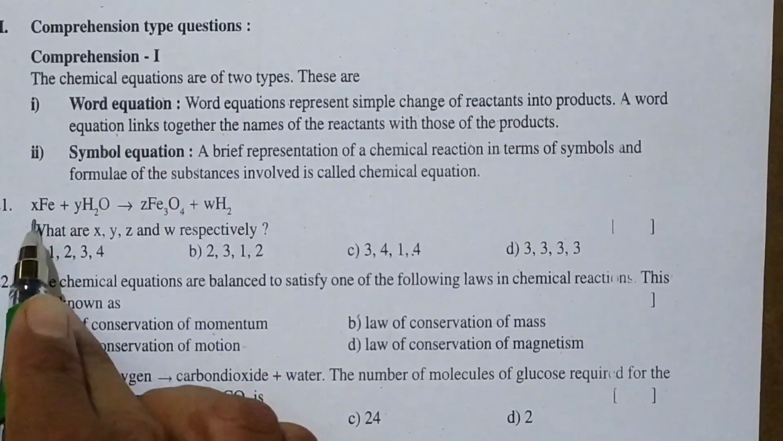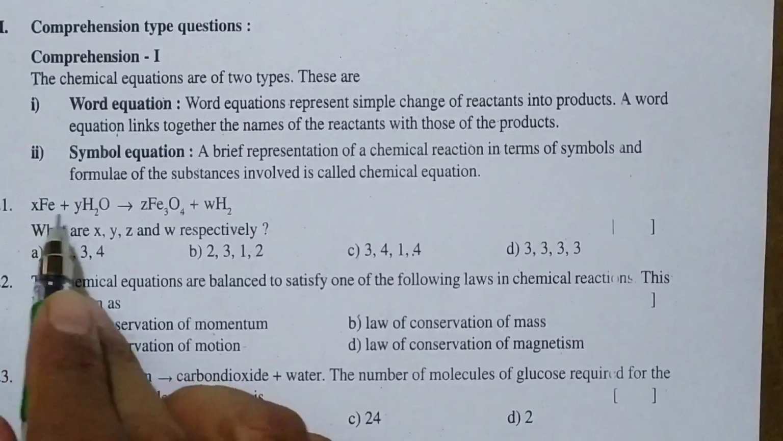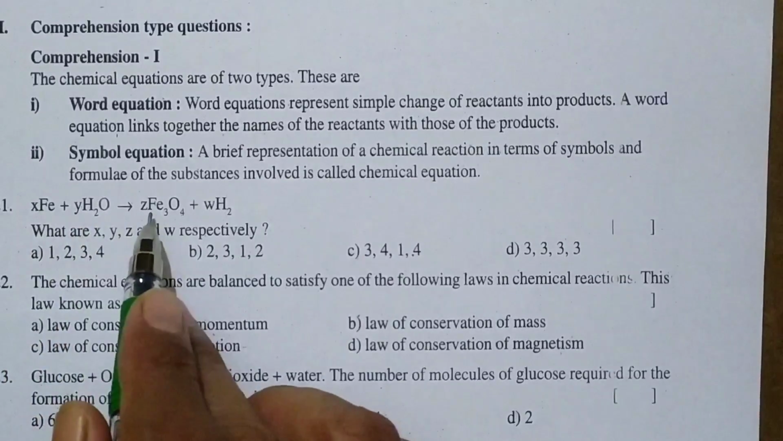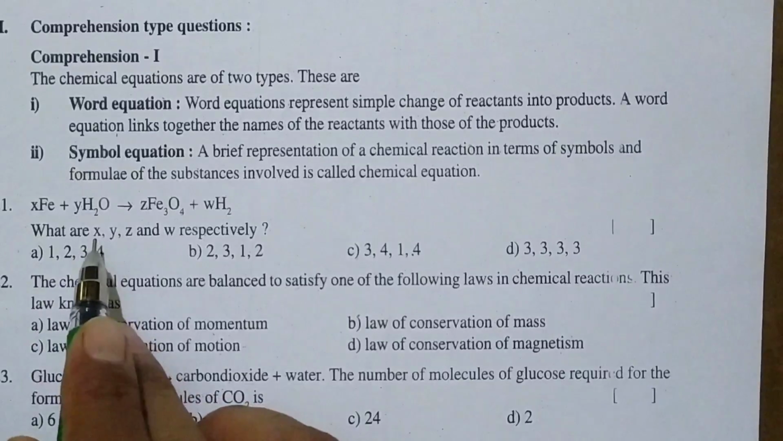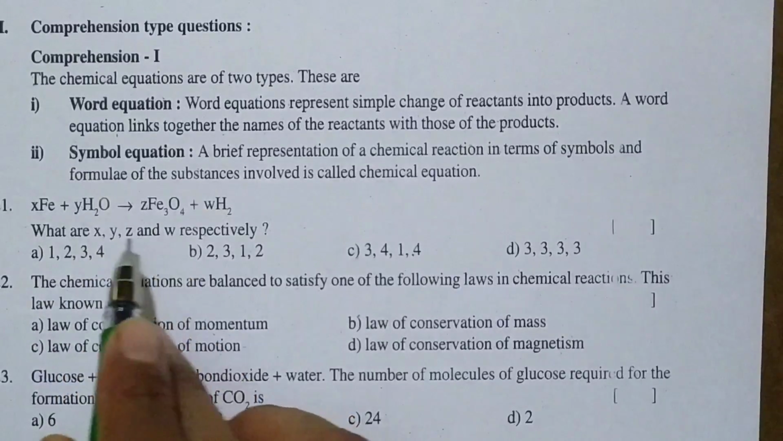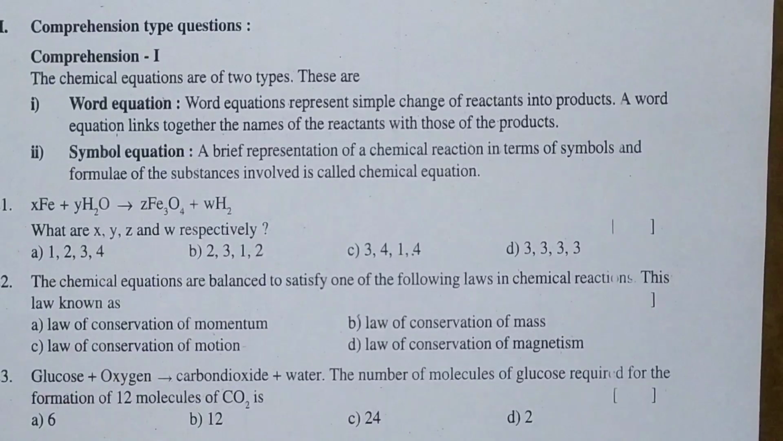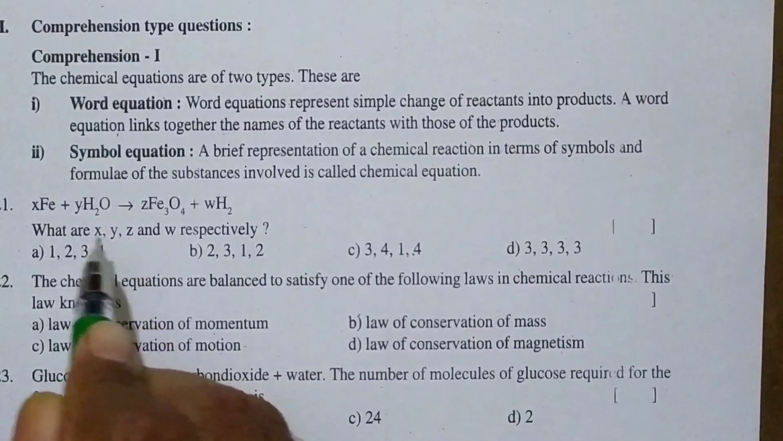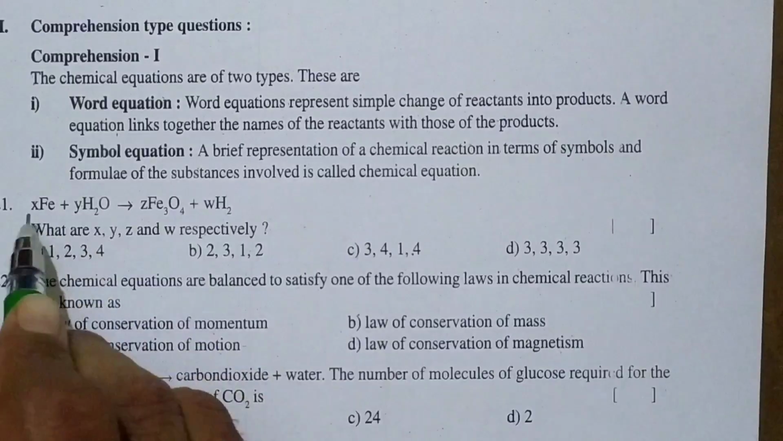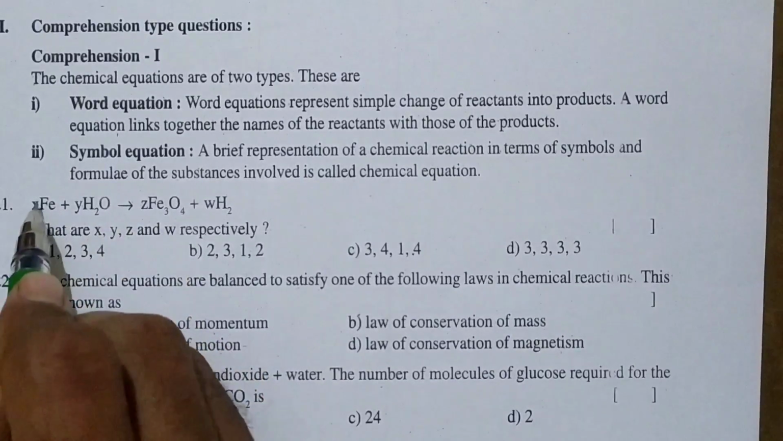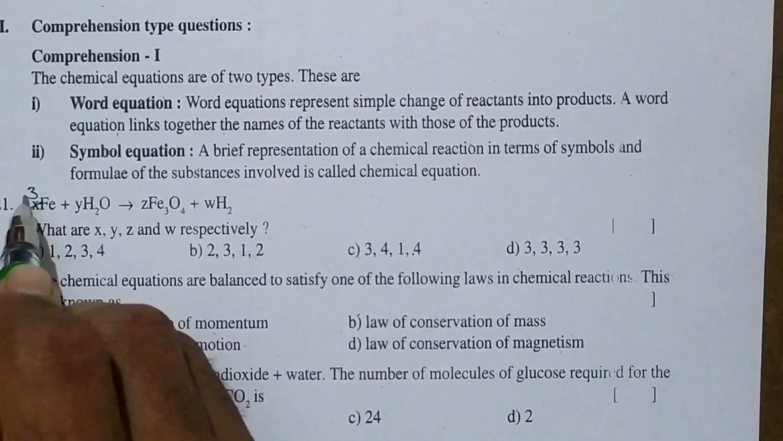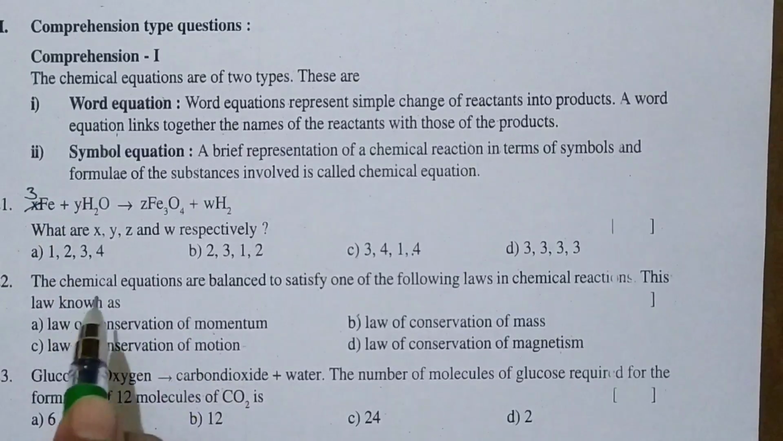First one is the 21st one. X times Fe plus Y times H2O gives rise to Z times Fe3O4 plus W times H2. What are the values of X, Y, Z and W respectively? Now let us here simply do balancing. Let us see here Fe one time, actually X times, here Fe 3 times. So let us multiply Fe with 3. Right. Now Fe gets balanced.